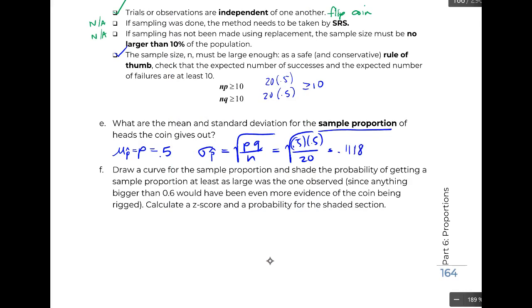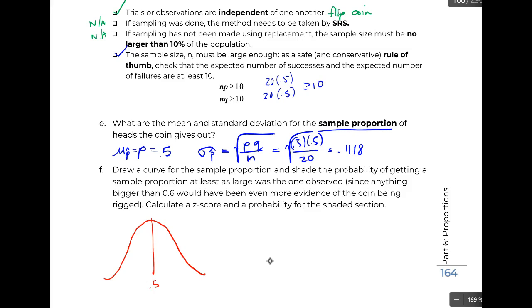All right. So now we're going to see the connection between 6.1 and 6.3. We're going to draw a curve for that sample proportion and shade the probability of getting a sample at least as great as what we got. Since we had all the check marks up in part D, we know we have an approximate normal centered at 0.5.